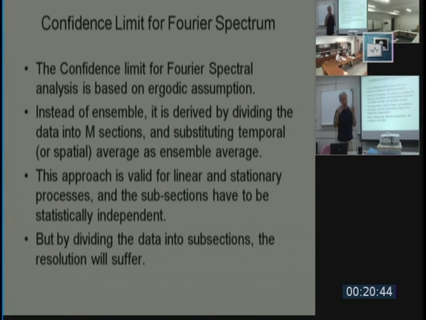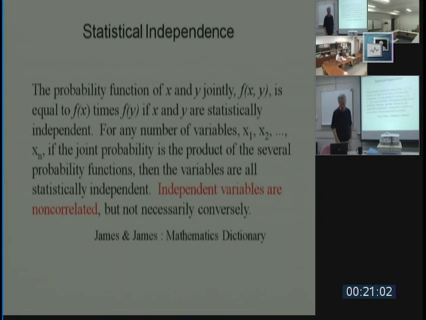So there are two very important numbers in Fourier analysis. One is the data length, the other is the sampling rate. The sampling rate determines the highest frequency. The data length defines the lowest frequency. So within the high and low, you get the resolution. Statistical independence means that the joint probability of the samples are totally uncorrelated, or independent means they are orthogonal.